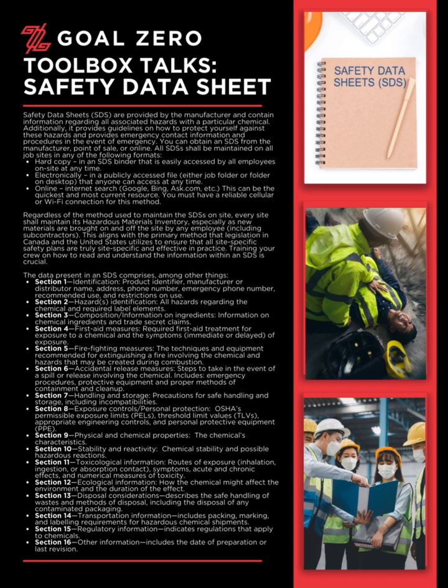Section 12. Ecological information. How the chemical might affect the environment and the duration of the effect. Section 13. Disposal considerations, describes the safe handling of wastes and methods of disposal, including the disposal of any contaminated packaging. Section 14. Transportation information, includes packing, marking, and labeling requirements for hazardous chemical shipments. Section 15. Regulatory information, indicates regulations that apply to chemicals. Section 16. Other information, includes the date of preparation or last revision.